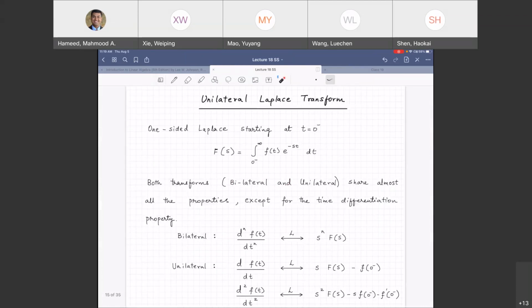Next, unilateral Laplace transform. So that's what we are talking about. What if you don't have a causal response? What if you have some initial conditions? How do you deal with that?